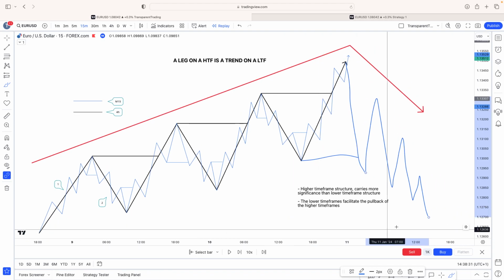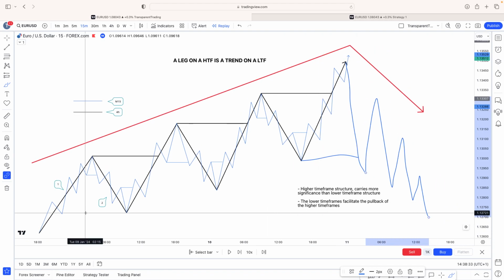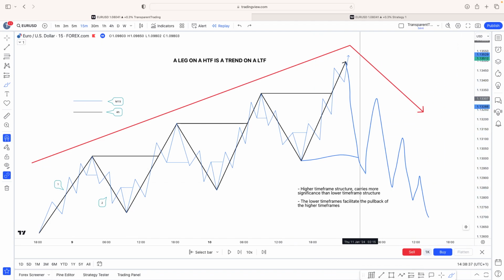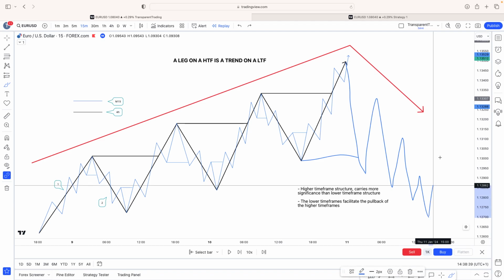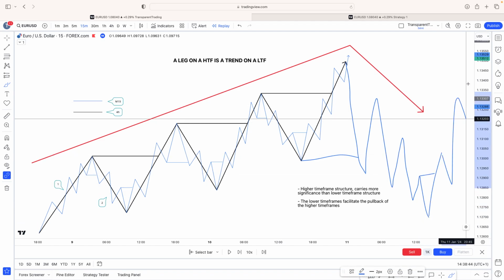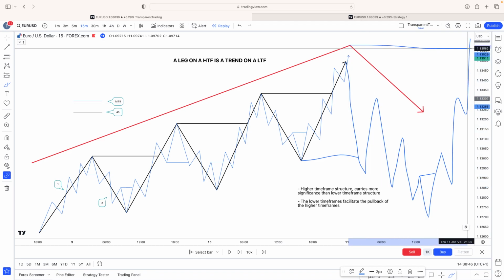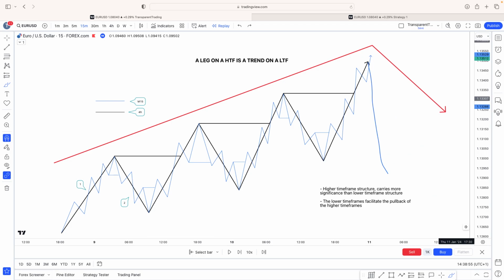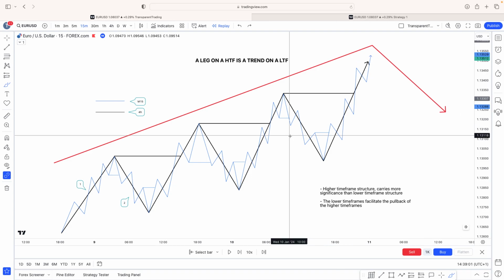Then what do we expect? We expect that the daily wants to impulse, correct, and then impulse again. How is that going to be facilitated? Well, the 4-hour is then going to switch bullish to then facilitate that next daily leg to take out the weak daily high. Okay? So the 4-hour facilitates the impulse and correction legs of the daily, and the M15 facilitates the impulse and correction legs of the 4-hour.